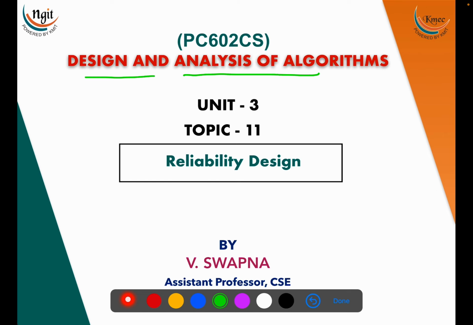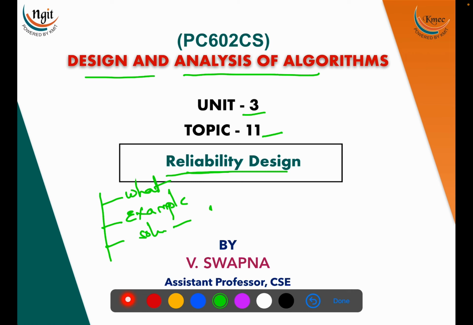Today we are going to discuss reliability design, and this topic you will find in the third unit as topic number 11. From this video we are going to learn three things. The first is what is reliability design. The second is I'll be taking some example to help you understand what the problem is. And the third is we'll find the solution for this problem using dynamic programming, and we'll use the sets method, which we used in the knapsack problem. So that method I'm going to use to find the solution for the reliability design problem.